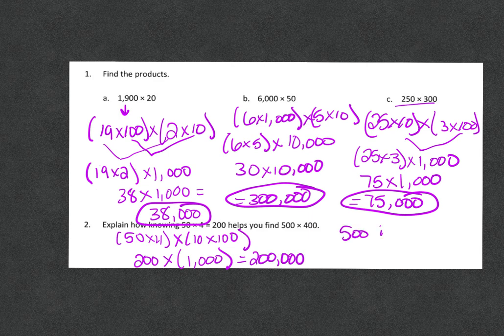500 is just 50 tens, and 400 is 4 hundreds. So then your 10 times 100 is going to give you your 1,000. So that's how we know that 50 times 4 equals 200. That will help us find our 500 times 400, because you're just going to take that 200 and multiply it.